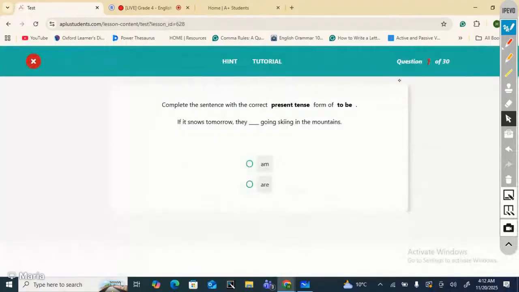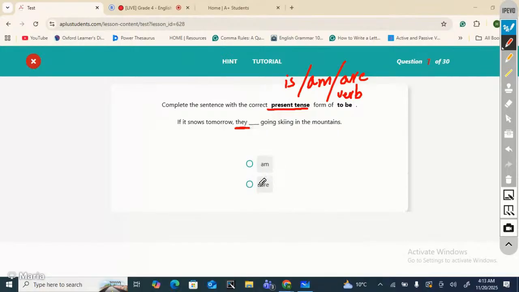Okay. Complete the sentence with the correct present tense form of to be. Means verb to be. Means present tense form. Remember, what are present tense forms of verb to be? Is, am, or are. So you have to choose either one of them. If it snows tomorrow, they blank going skiing in the mountains. Now look at the subject. They. Now decide according to this subject.